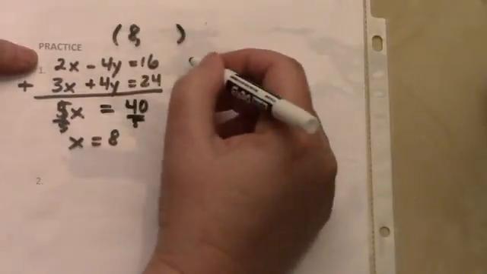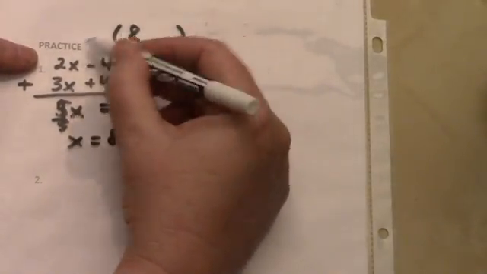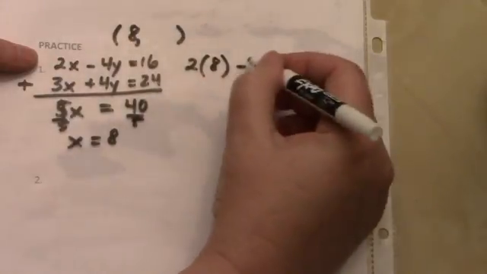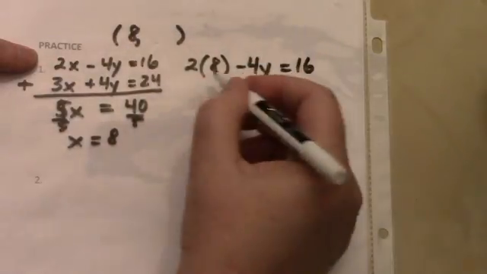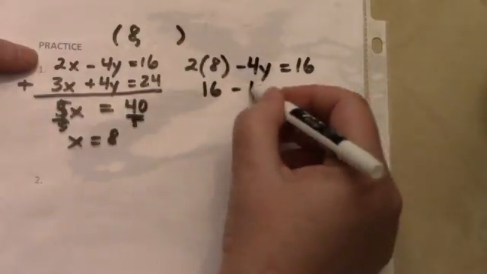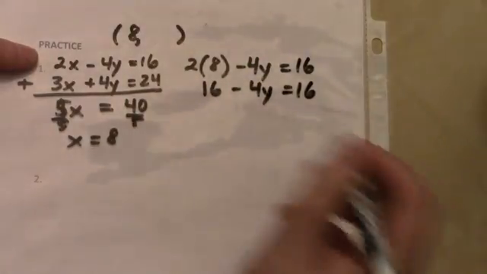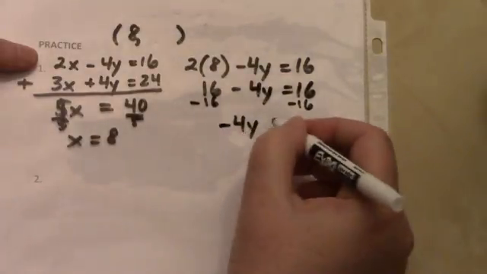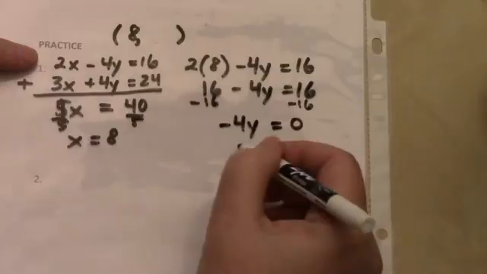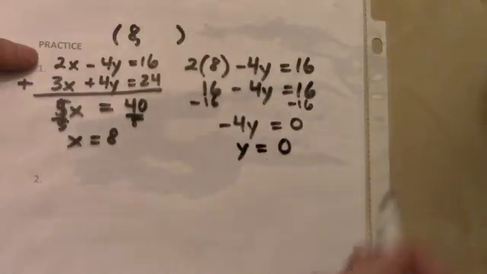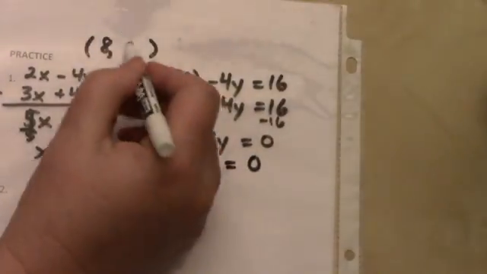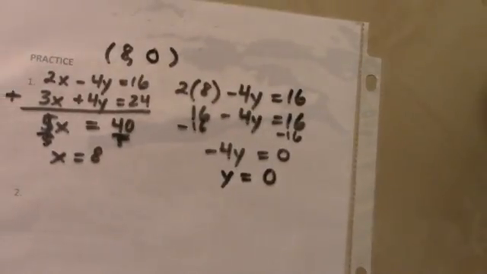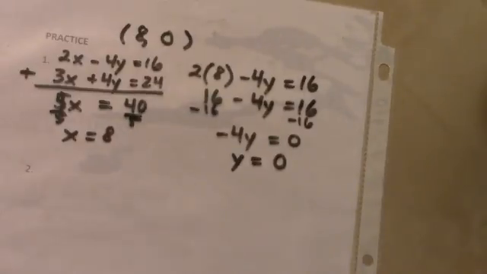So over here, I'm going to have 2. Instead of x, I'm going to substitute my 8 in minus 4y equals 16. 2 times 8 is 16, minus 4y equals 16. Subtract 16 from both sides. Negative 4y equals 0. Well, now I divide by negative 4. I still have 0. So that is my y value. That means these two lines, if we were to graph them, would intersect at the point 8, 0. And let's try another one.